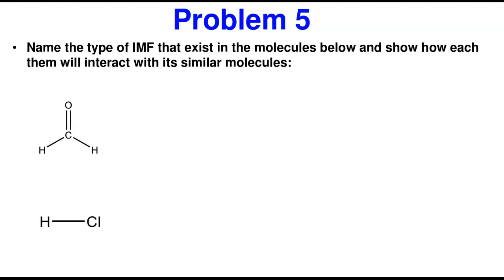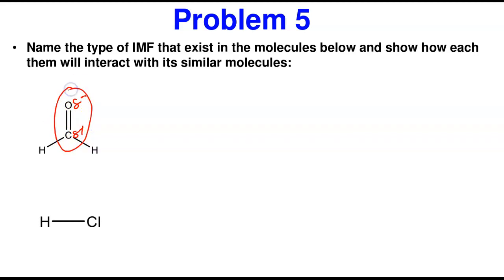So we're going to name it and we're going to show how it interacts. Again, let's look at this. This is like the first one I had earlier. Now, if you look at this bond, the difference is high. This is about 3.5, this is 2.5. The difference is about 1. So what it means is that this bond is a polar bond.